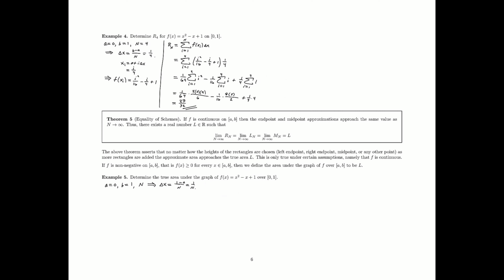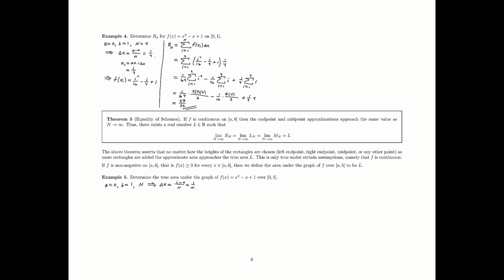Now, it doesn't say to use the right, the left, or the midpoint, but this theorem does say that no matter which one you use, as long as your function is continuous, they will all approach the same value. So it doesn't matter which one we pick. I usually find the right endpoint approximation to be easiest, but that's not necessarily true. It depends on the function. But because we did the right endpoint approximation up here, we should probably still use it since we already kind of know where it's going to go.